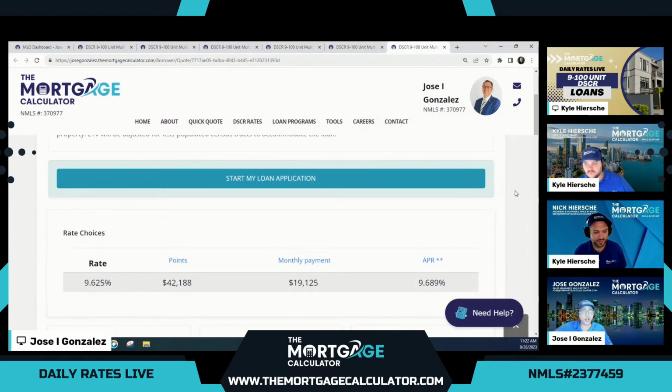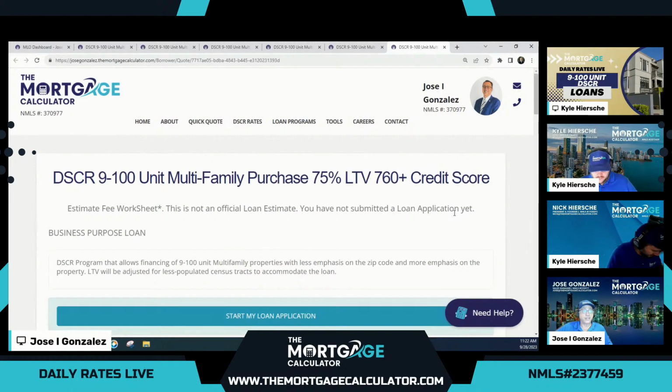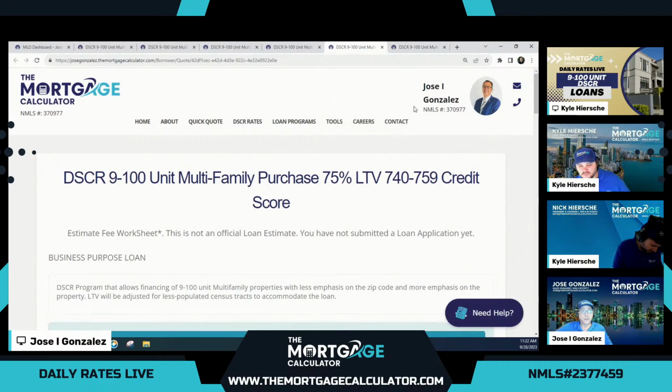The cost for each 0.125 of interest rate, if you were to buy it down further, is going to cost you roughly 0.375 points for each 0.125 reduction in the interest rate. And conversely, the cost will be 0.375 points less if you increase the rate for each 0.125 in the rate. So in this example, we're looking at our 75% LTV with a 760 or above credit score.